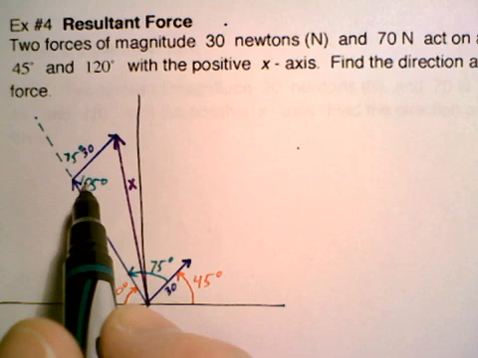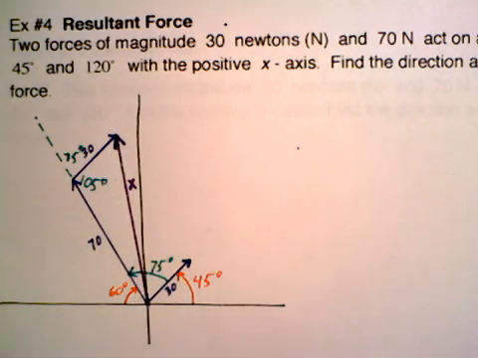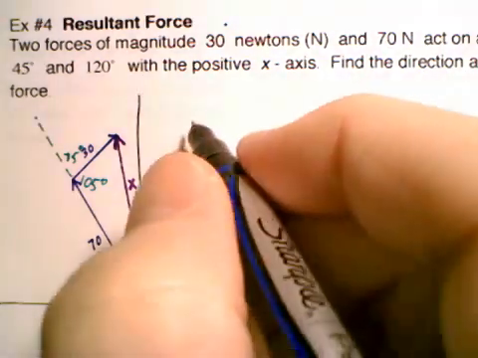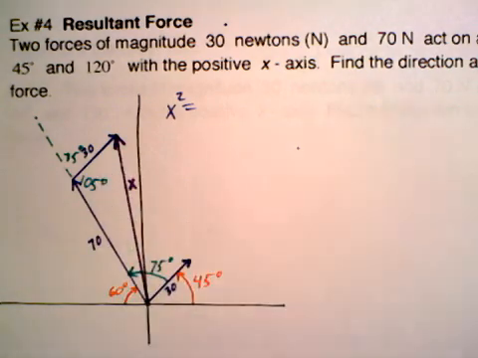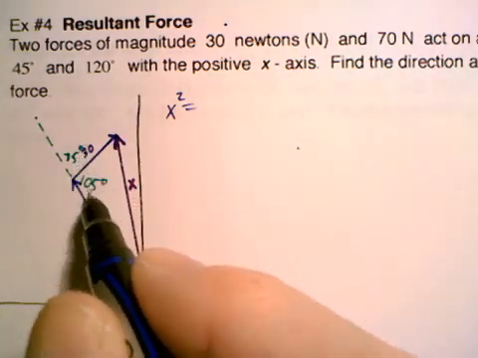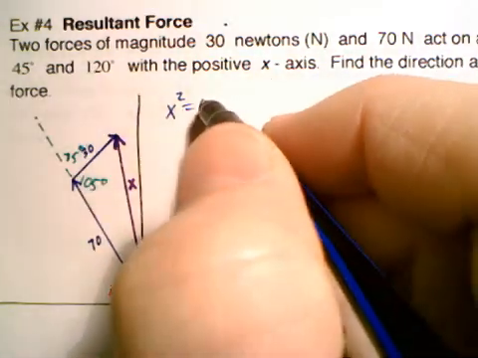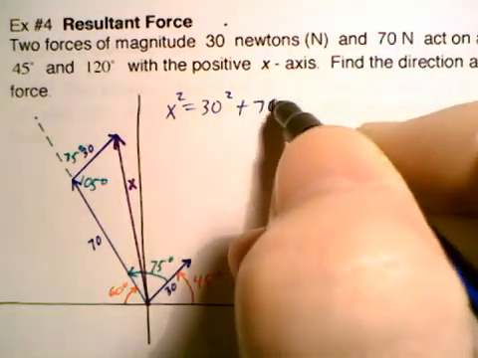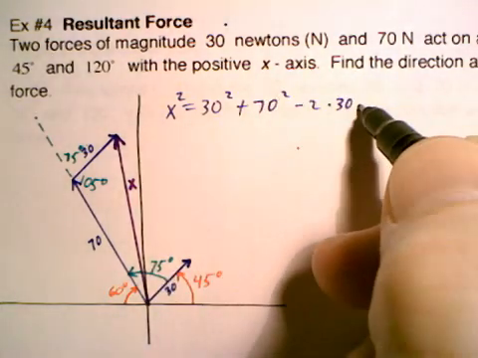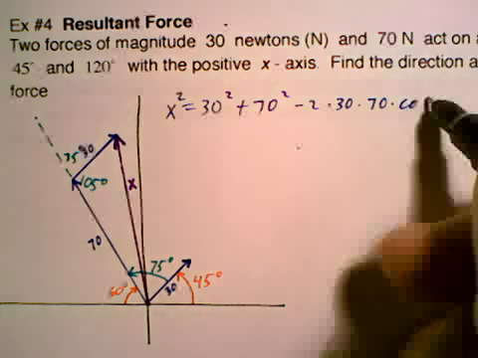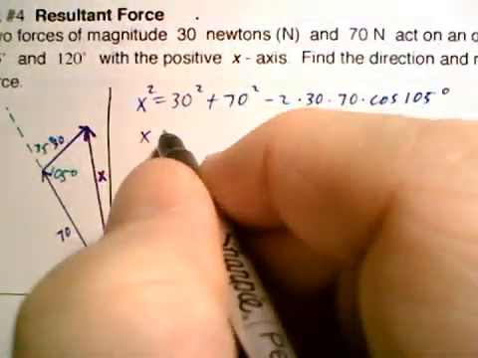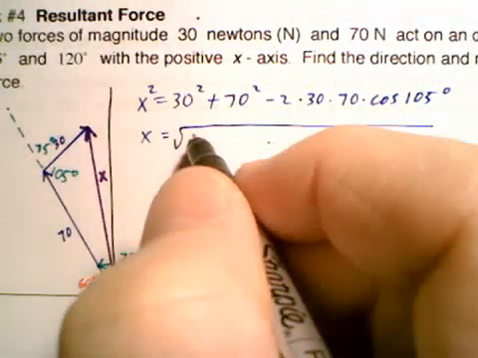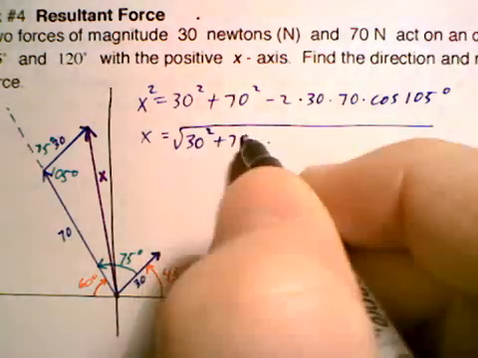And with that being a 105-degree angle, we want to find the length of the vector x. This is a triangle, it's not a right triangle, but you learned the law of cosines. When you have side, angle, side, you use the law of cosines. So x squared equals 30 squared plus 70 squared minus 2 times 30 times 70 times the cosine of 105 degrees. And in your calculator you're just going to take the square root of all that stuff.